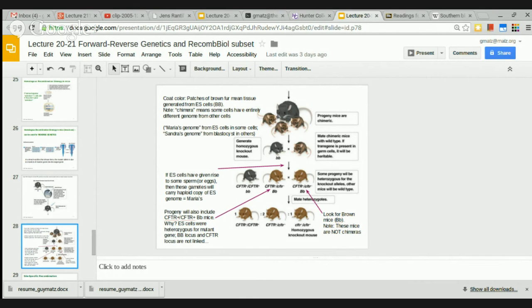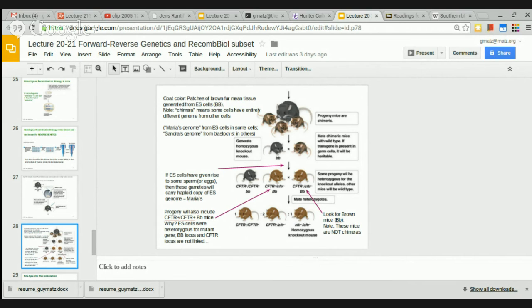So you're excited you got these. You're ecstatic you got these. Because many times what happens is you do this mating and you never get any brown mice. And the reason for that is that it never went into the germline. The ES cells never ended up generating the tissue that was going to give rise to the germline. So it's not uncommon for that to happen.